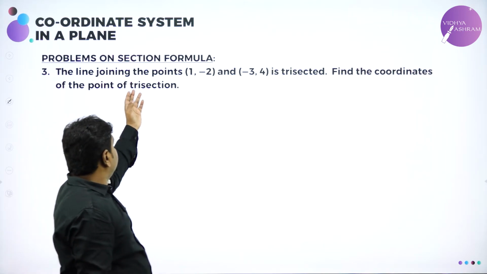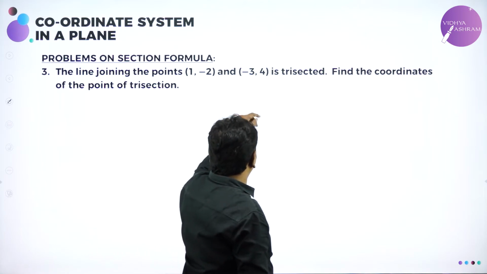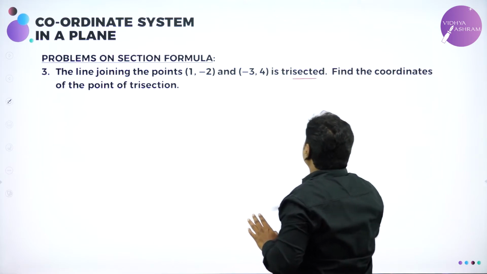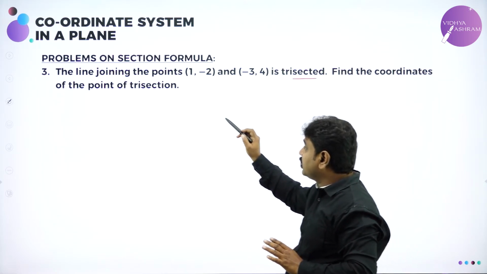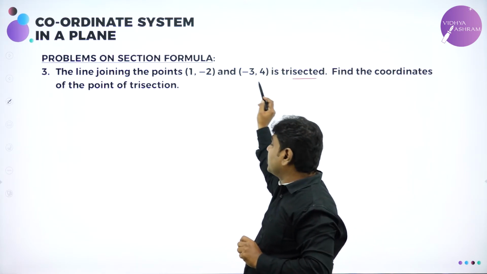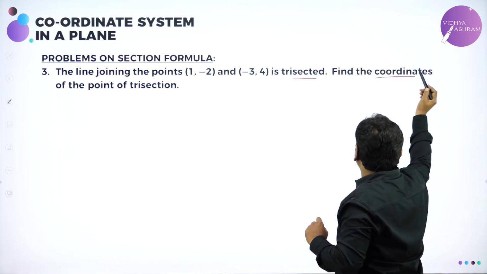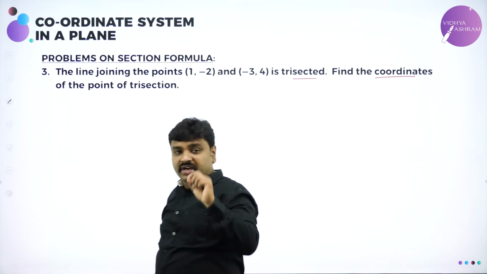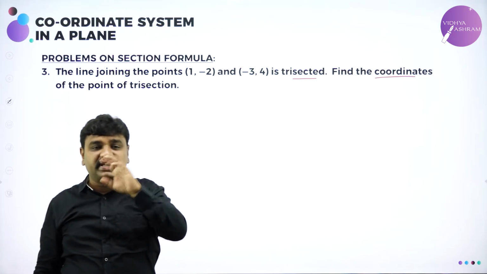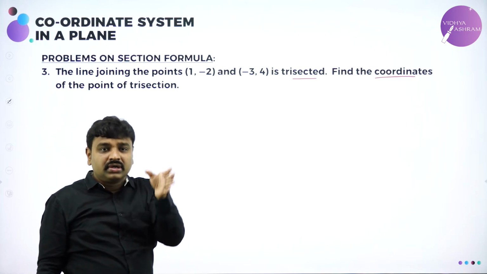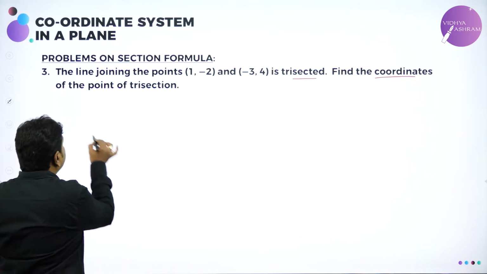The line joining the points 1, minus 2 and minus 3, 4 is trisected. Read this carefully. They are telling that the line joining these two points is trisected. Find the coordinates of the points of trisection. Tri means three. Section means parts.